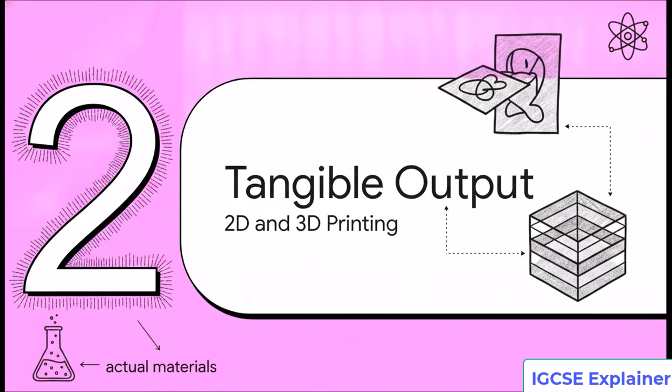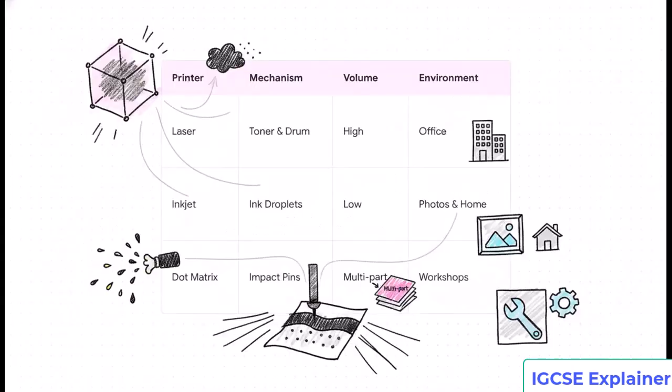Moving right along to section 2, tangible output. 2D and 3D. So when it comes to 2D printing, you really have to match the physical mechanism to the environment you're in. Laser printers, for instance, use dry powder toner and a charged printing drum. Inkjet printers operate completely differently. They spray microscopic ink droplets using thermal heat or piezoelectric vibration.